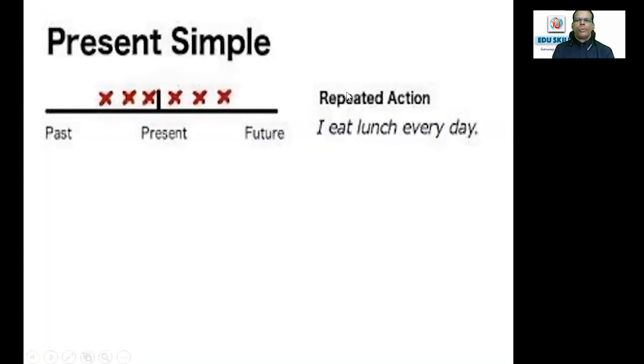Yes, present simple. See, repeated action. Yesterday it happened, now it's happening, tomorrow it will happen. Okay, I eat lunch every day. So the present simple timeline is this is present, this is past, this is future. It was there, it is there, it will be there. Repeated actions or habits, we say.